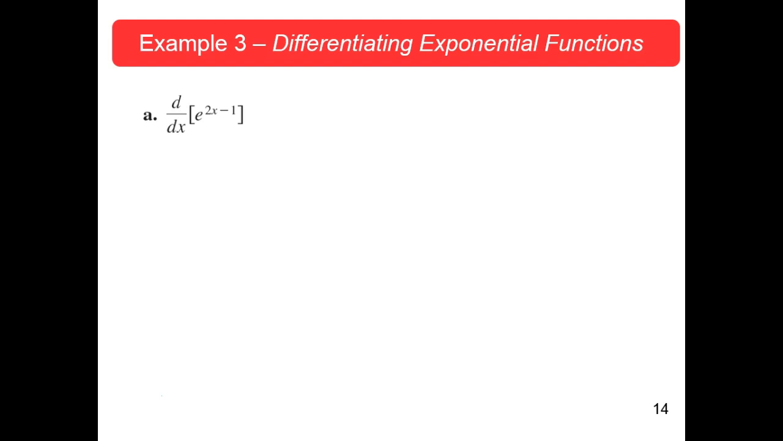What do you reckon that would be? d/dx of e to the 2x minus 1. The derivative of an exponential is the exponential, e to the 2x minus 1, times the chain rule, times 2. Perfect. Okay? Because that's the derivative of the innermost part. The innermost part, the derivative of that is 2. Okay?